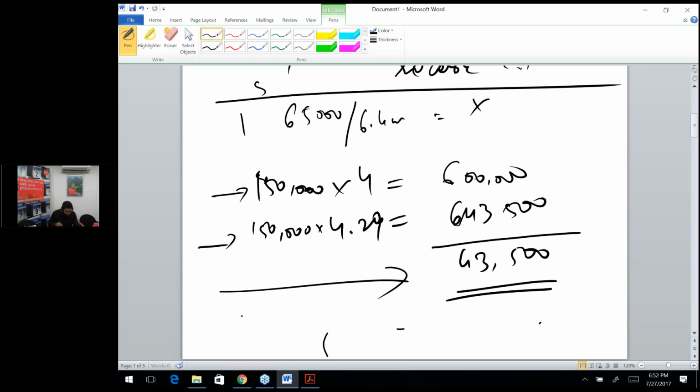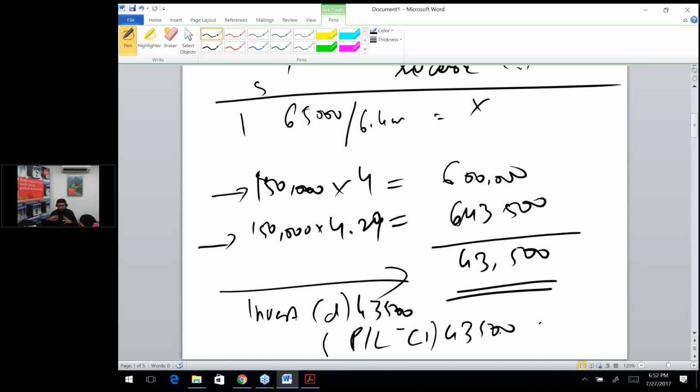You have to say that investment is debited by 43,500 and the profit and loss account is credited by 43,500. That's what you need to understand. You need to explain to the management that these investments are being carried as financial assets at fair value through P&L. They need to be remeasured to fair value at each reporting date, and any gain or loss shall be taken to P&L. That's how you need to do it.